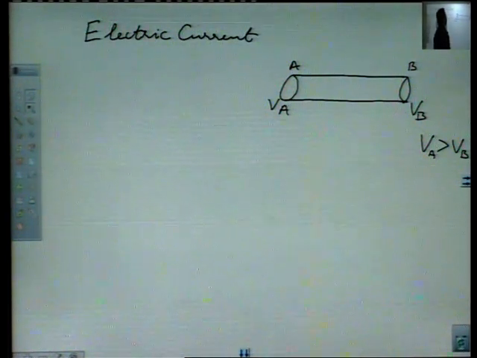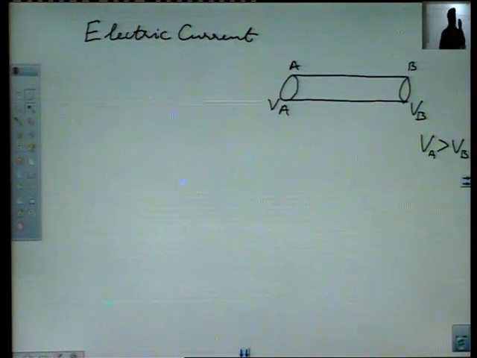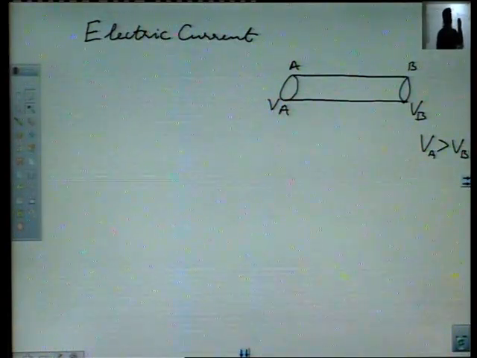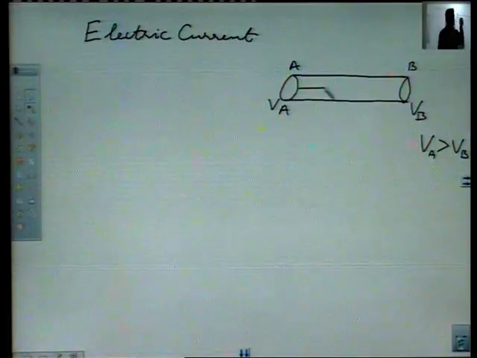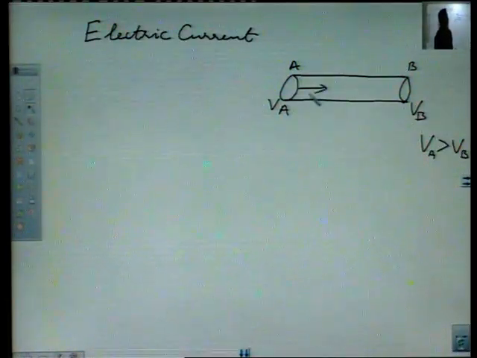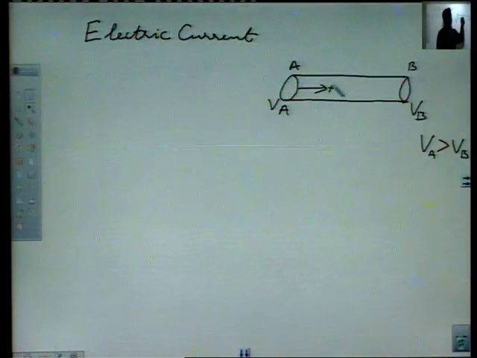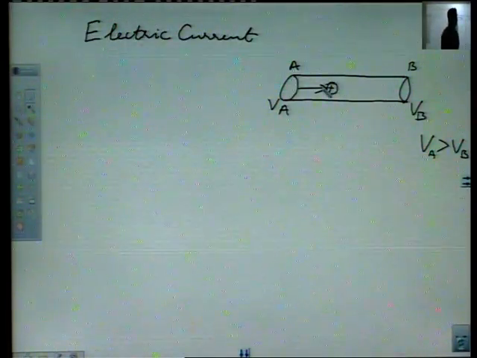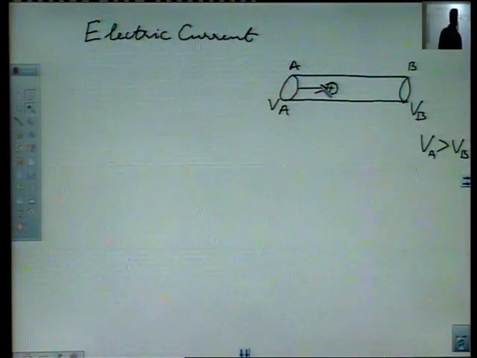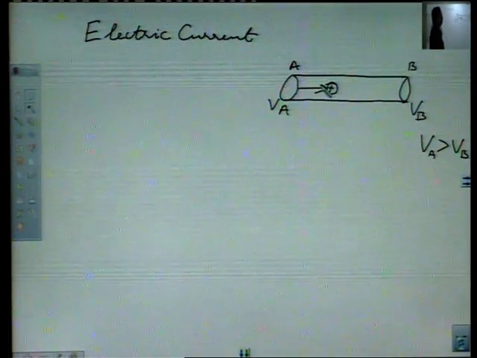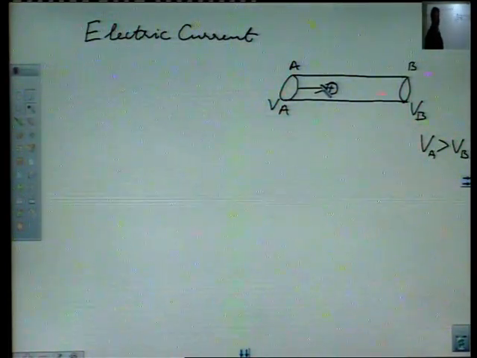When this happens, the charge will start to flow, the positive charge will start to flow from the end of the conductor at higher potential to the end of the conductor at lower potential. So, this flow of charge through a conductor is called electric current.